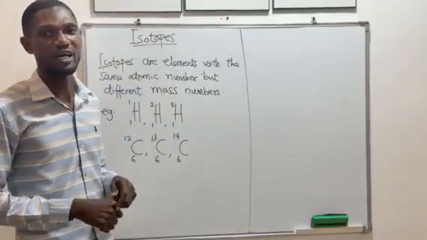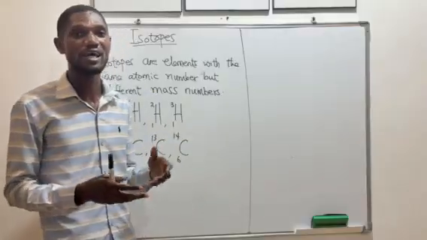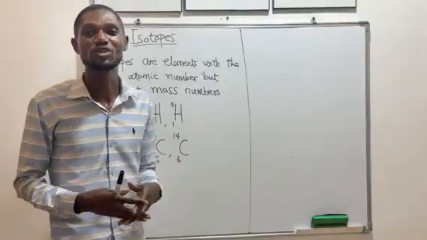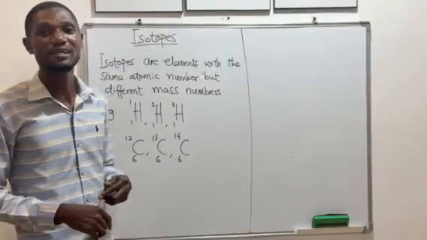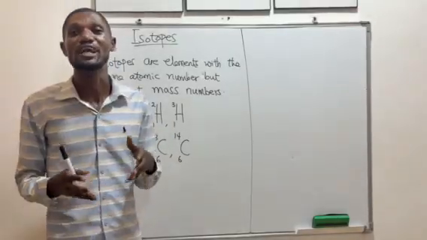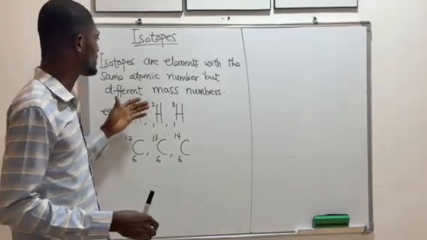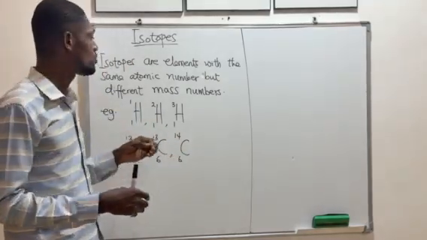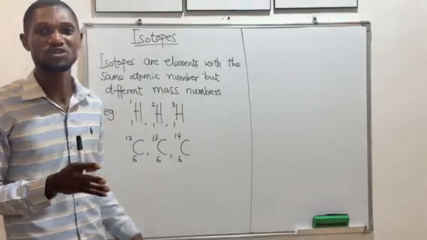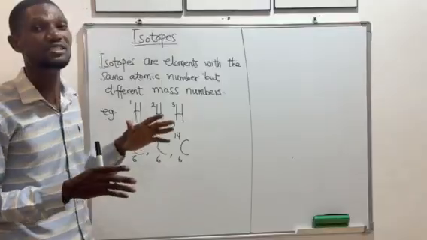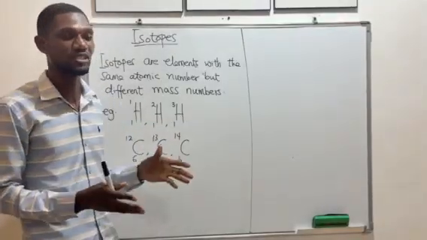So from the structure of the atom, when we say an atomic number, what does that mean? Atomic number is the number of protons in the nucleus of an atom. And mass number is the total number of protons and neutrons in the nucleus of an atom. So when we take an isotope, we want to refer to elements that have the same number of protons in the nucleus of an atom, but they have different numbers of neutrons, making their mass numbers also different.